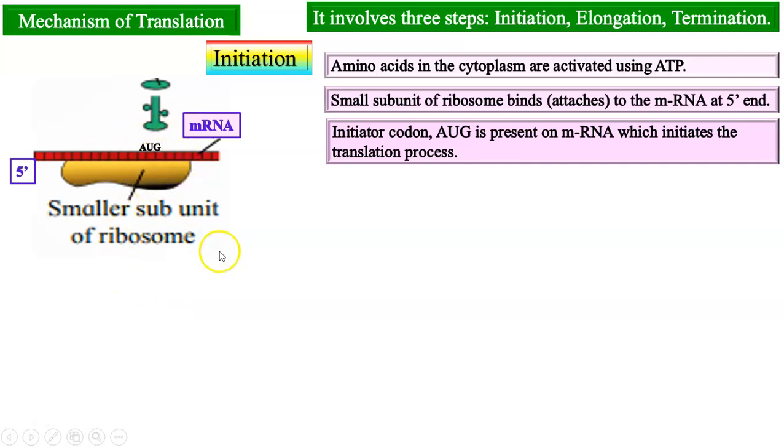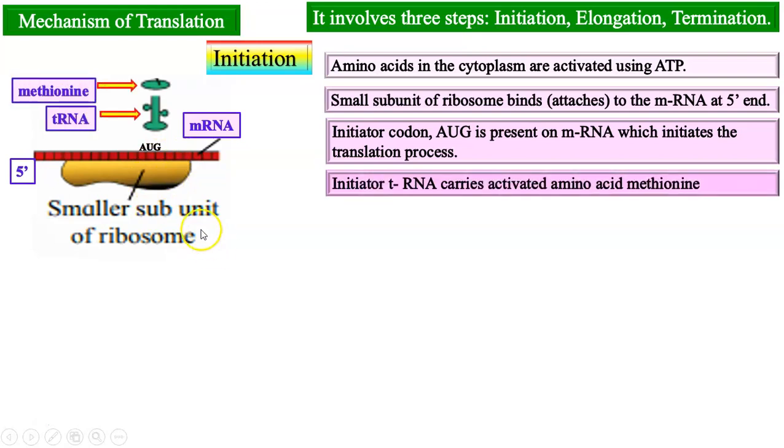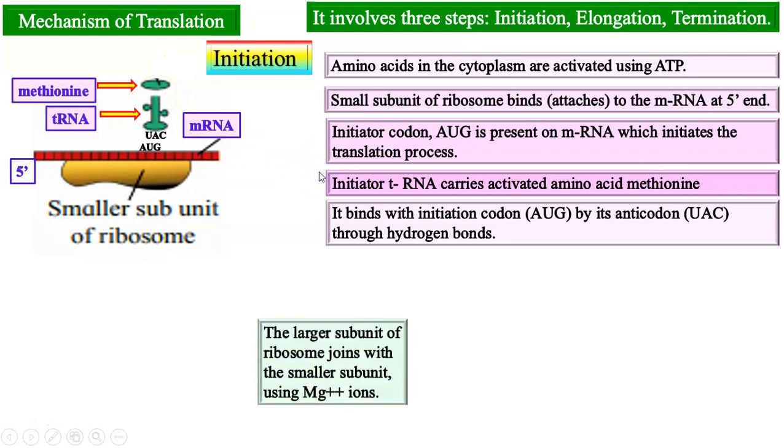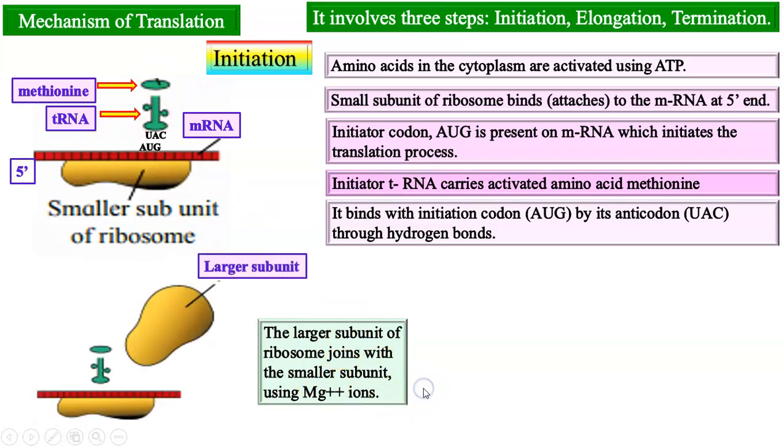This AUG always attracts the transfer RNA having the complementary nitrogen bases, and that is UAC. This transfer RNA always brings the methionine amino acid. The larger subunit of ribosome then joins with the smaller subunit after the attachment of the first transfer RNA which has brought methionine. After that, the larger subunit of ribosome joins this smaller subunit with the help of magnesium ions. And the transfer RNA occupies the P site.